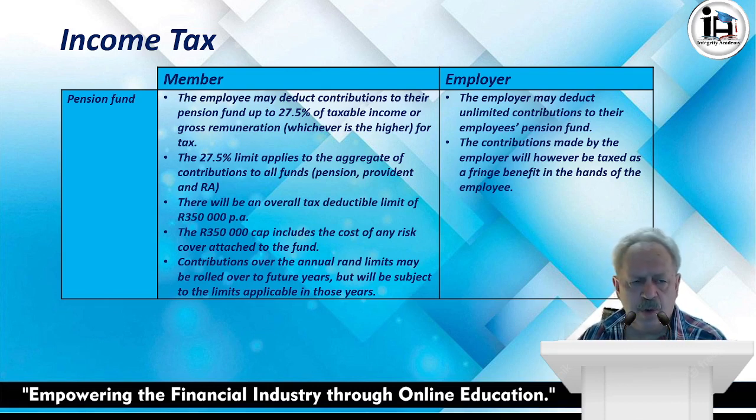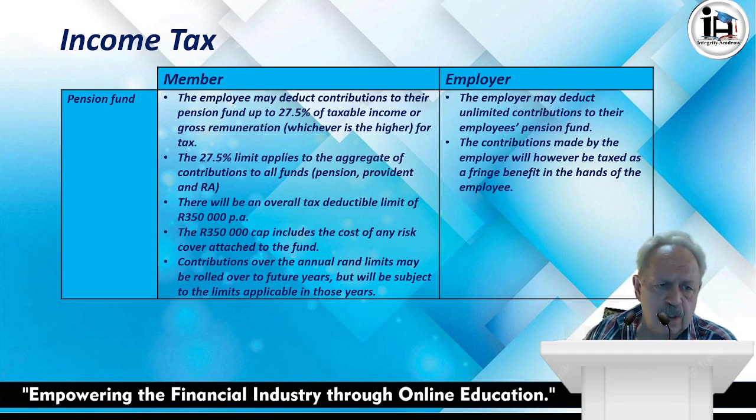Now, if we look at the income tax impact on pension funds for the member and for the employer, we'll see now when we look at provident funds, they are virtually the same. The pension fund, the employer may deduct a contribution to their pension fund up to 27.5%, as we discussed, of taxable income or gross remuneration, whichever is the higher, or the 27.5% limit applies to the aggregate of all their funds, pension, provident, and RA, and they will have this overall deductible limit of 350,000 per annum. The 350 cap includes the cost of any risk cover, such as life cover, disability cover, or any other cover that they've added to the fund.